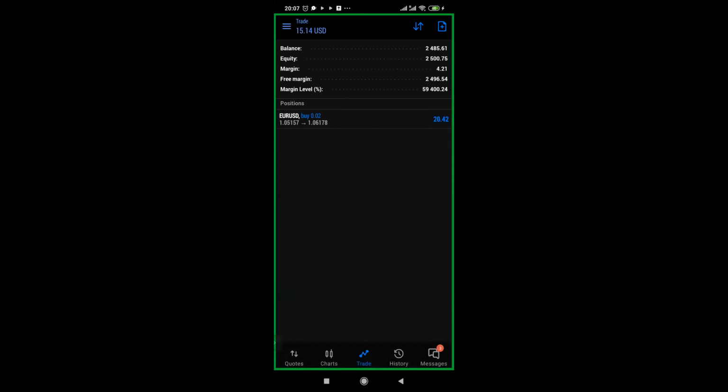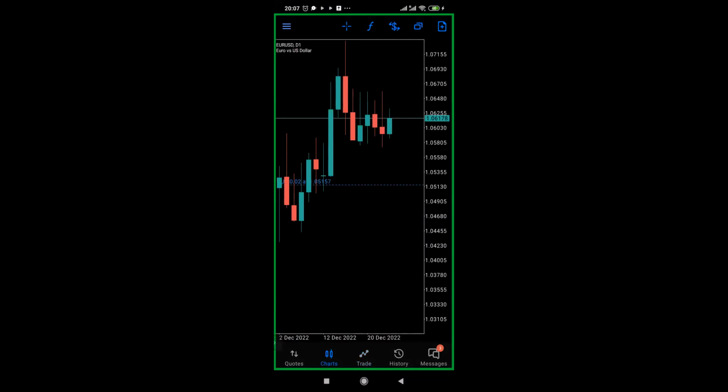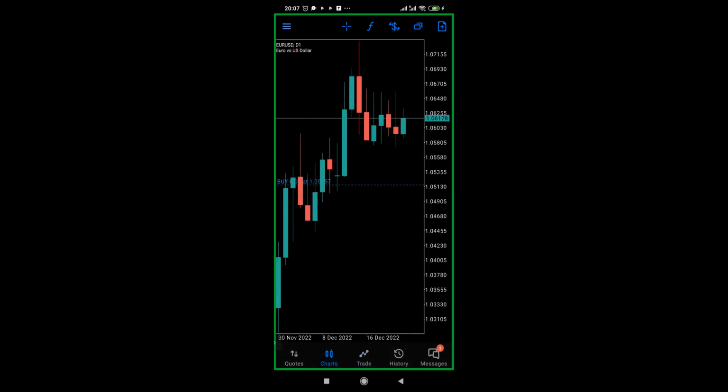Okay, so this is our MT5 on mobile phone. Let's use the same Euro USD. So you want to go to the chart. This time we are going to use a stop order. A stop order is a continuation order, right?